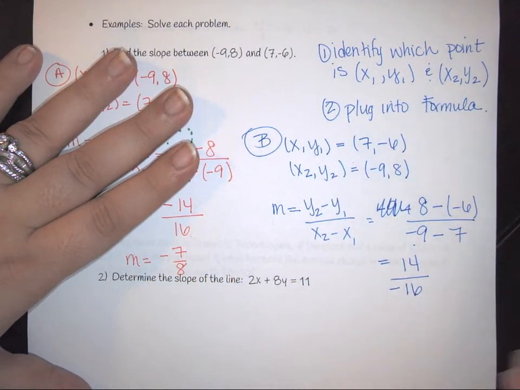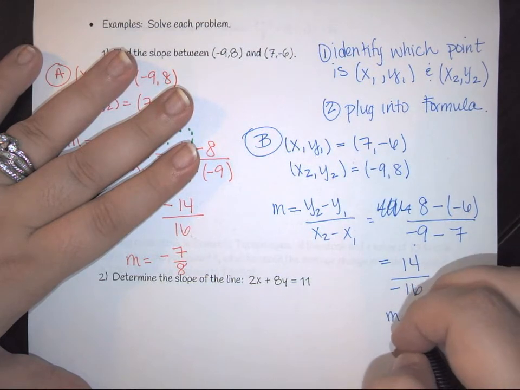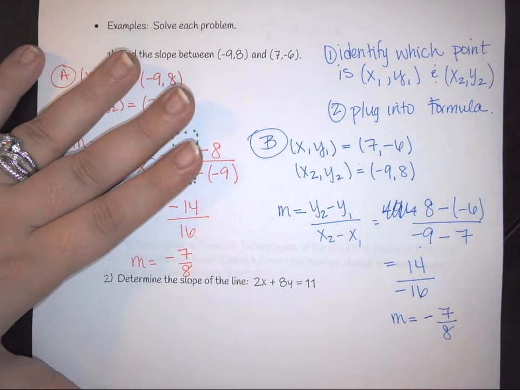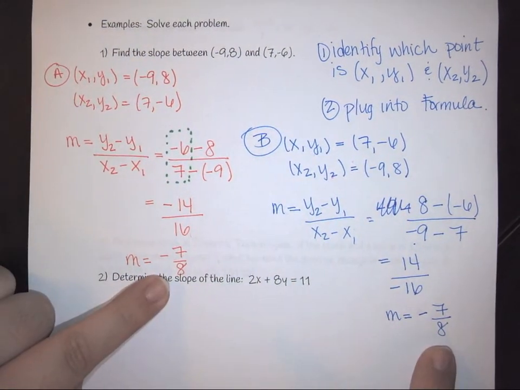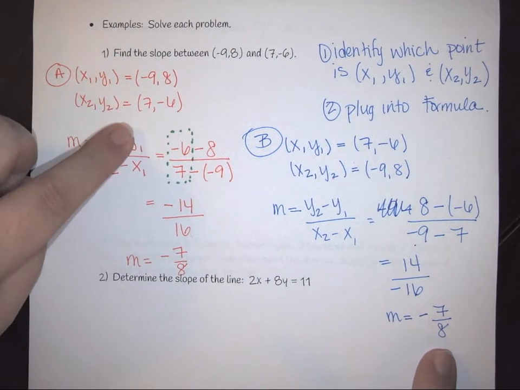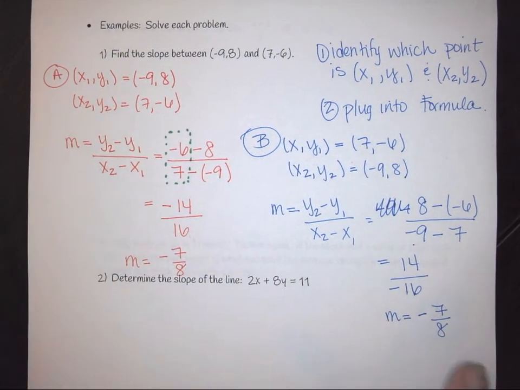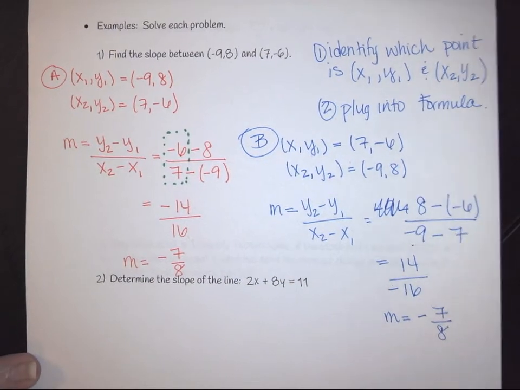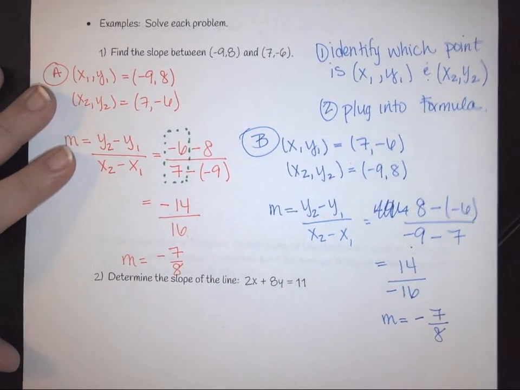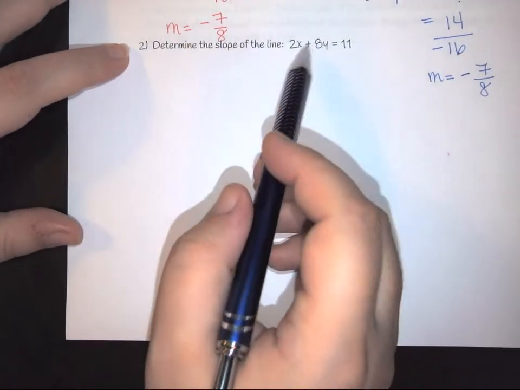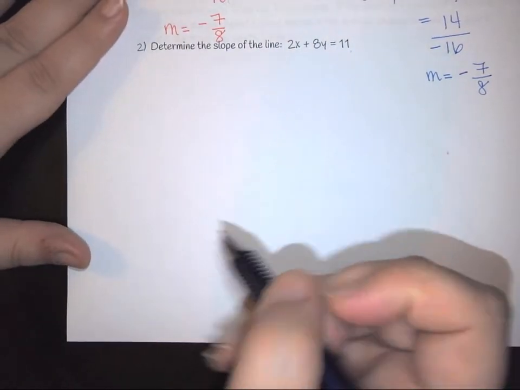Reduce this by dividing out the 2, and we come up with m equals negative 7/8. Notice my two answers are the same. Therefore, it does not matter the order in which you choose as long as you plug them into the formula correctly. Now that example is what if you're given 2 coordinate points. This next example is what happens if you're given standard form.